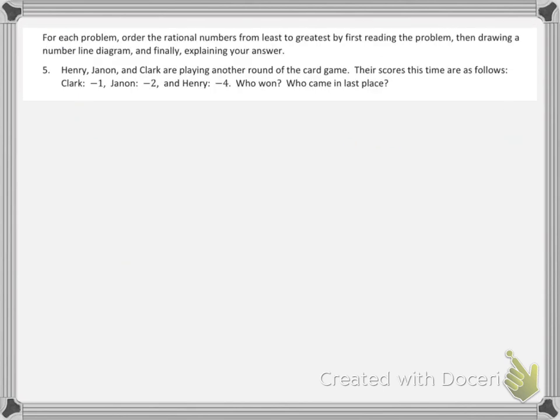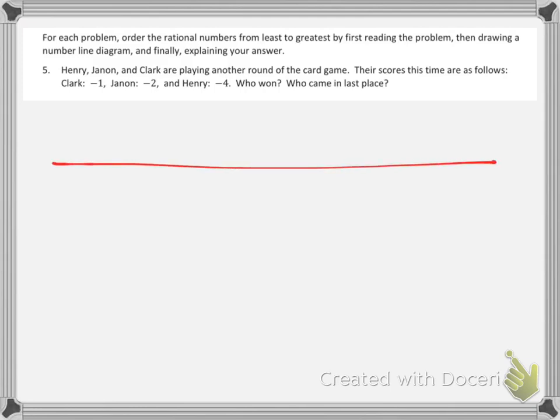All right, next one. Least to greatest again. Henry, Janan, and Clark are playing another round of the card game. Their scores this time are as follows. Clark at -1, Janan at -2, and Henry at -4. Who won? What's the one with the most points?